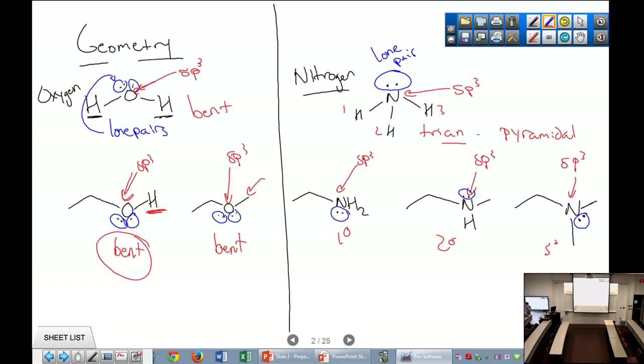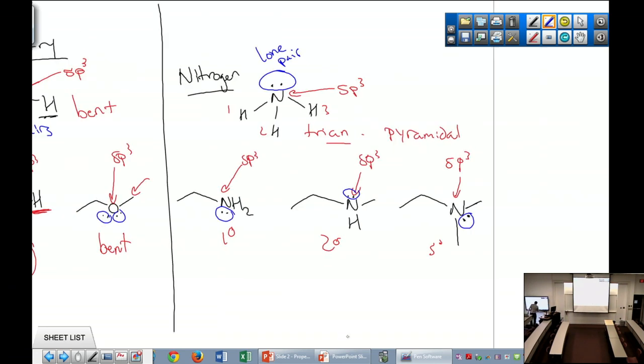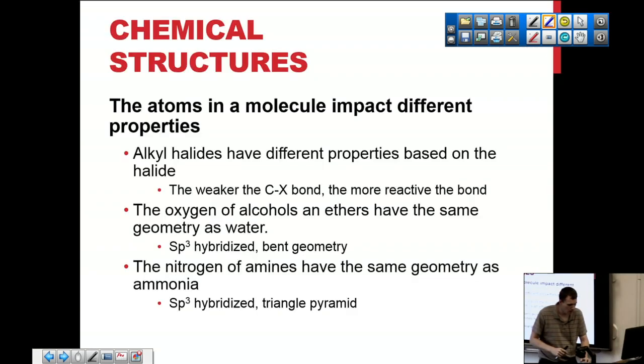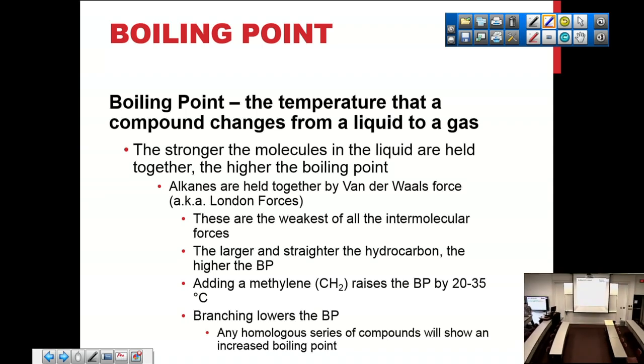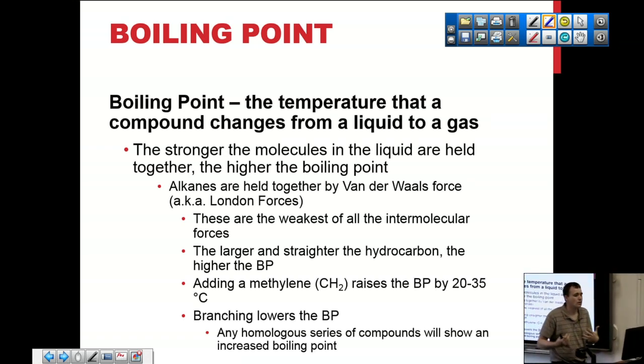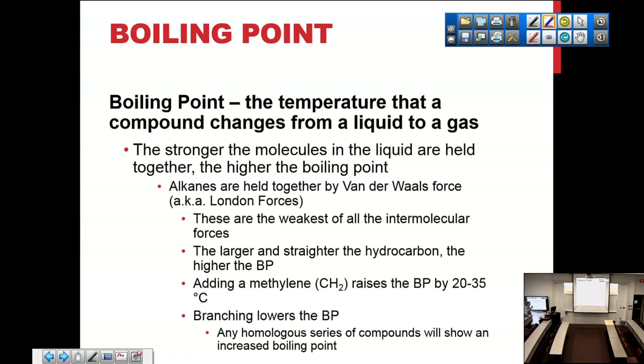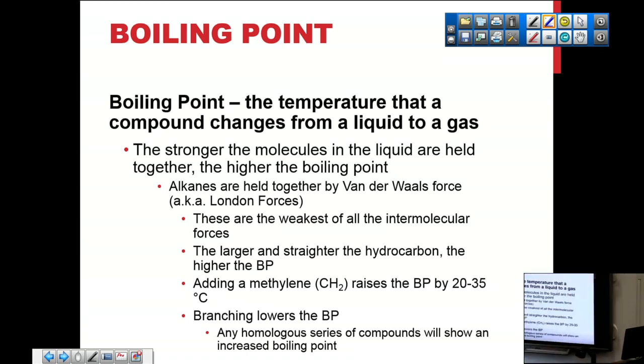All right, so we're going to talk about boiling point, right? Boiling point is the temperature at which a compound changes from a liquid to a gas. And the more tightly the molecules are held together in the liquid, the higher the boiling point. So if all these molecules are really stuck together really tight, you're going to have a higher boiling point because it's going to be harder to pull them away and put them into the gas phase. If they're weakly held together, then it's easy to knock them out of the liquid and put them in the gas phase. Right?